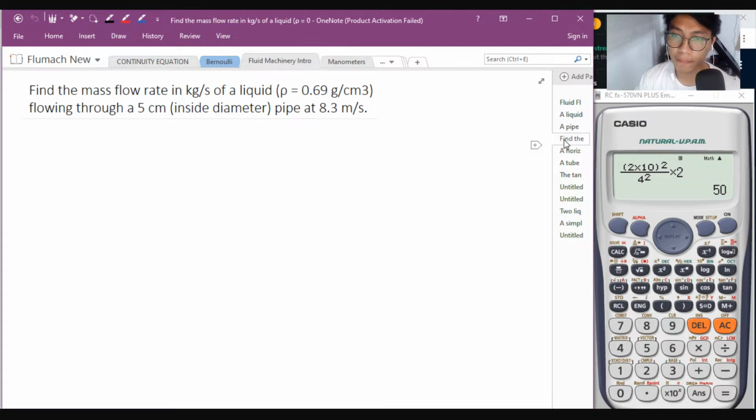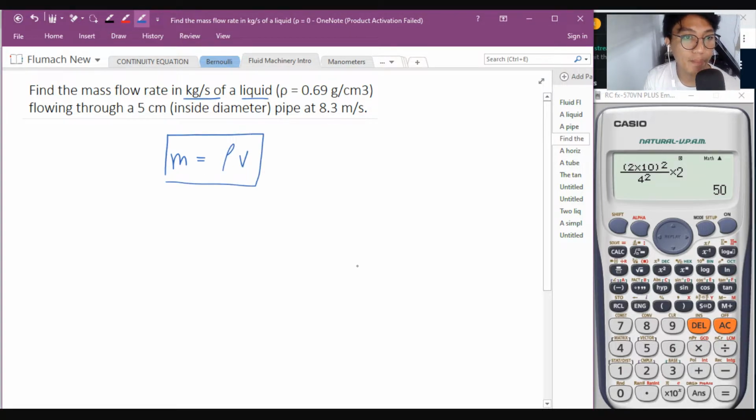Next problem. Find the mass flow rate in kilogram per second of a liquid with density of 0.69 gram per cm cube flowing through a 5 cm inside diameter pipe at 8.3 meter per second. Okay, the mass is equal to what? Mass is equal to density. Diba? Mass over volume equal yan sa the density times volume. That is equal to mass. Tama? So, ang binigay sa'yo, inside diameter, ang problema mo, wala ka.